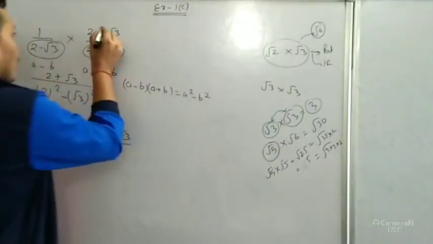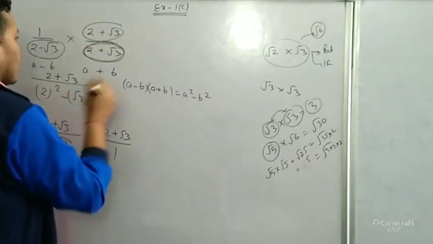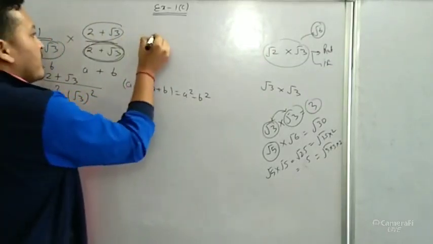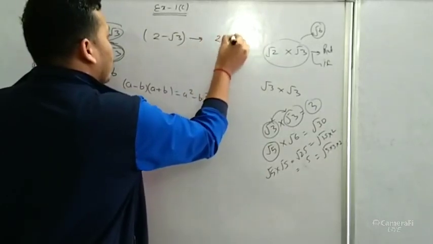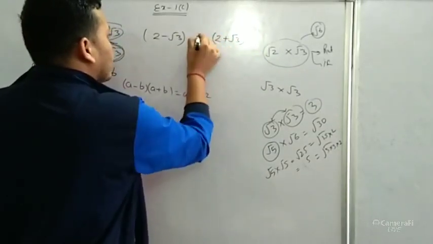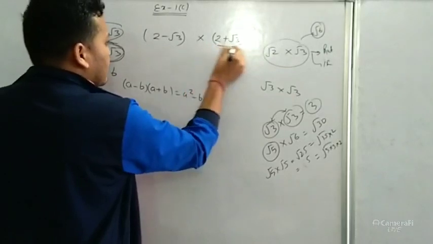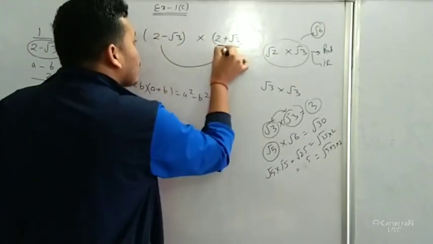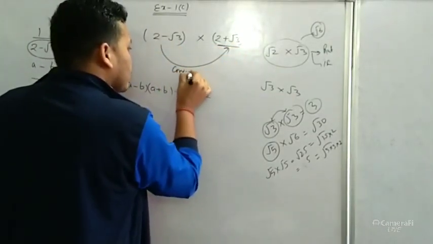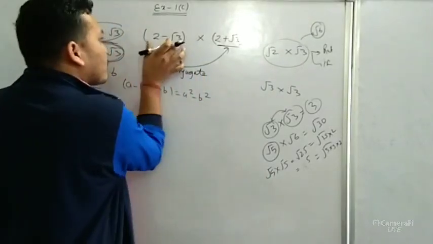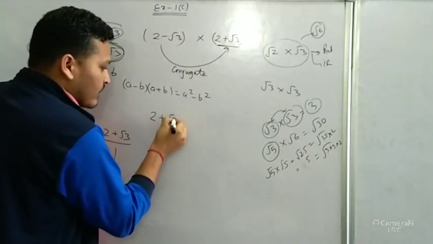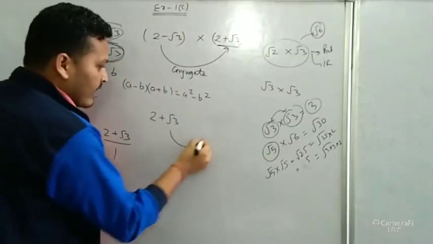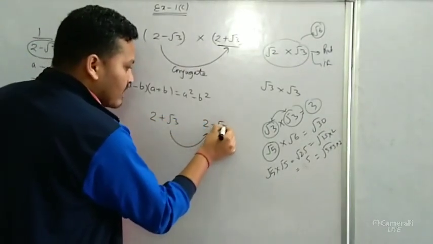So this thing 2 plus root 3, तो this thing is known as, means 2 minus root 3 हमने किसको क्या कर दिया, multiply and divide, 2 plus root 3, तो this 2 plus root 3 is the conjugate of 2 minus root 3. So I am asking you, what is the conjugate of 2 plus root 3? So the conjugate of the 2 plus root 3 is 2 minus root 3.